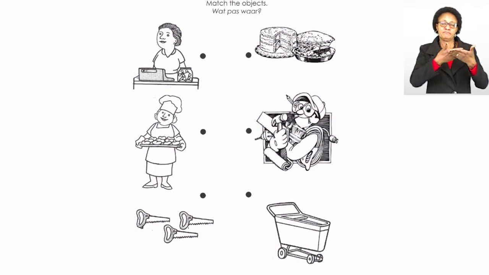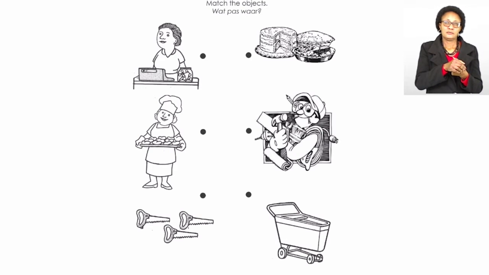For our next exercise on page 16, we can see that there are different people doing different things. It is our job to make sure we match the objects. Now remember, when people are in town, they have different jobs to do. Even when you go to town, the jobs that are done by different people are not the same with everybody else.